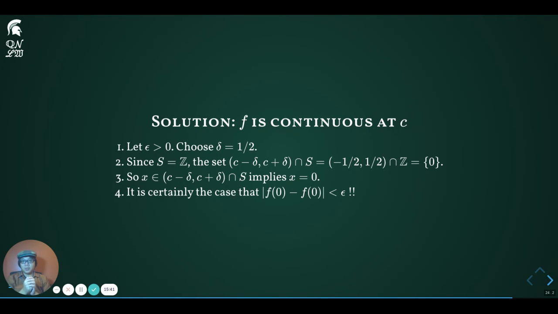Let epsilon be positive. We will choose a delta that has no dependence on epsilon. Specifically, we'll choose delta to be 1/2. Since our domain set is only the integers, the only element in the domain that is in the interval from c minus delta to c plus delta is the number 0. No other integers are in the interval from minus 1/2 to plus 1/2. So our requirement that x is in c minus delta to c plus delta limits us to only thinking about x equals 0. But then, of course, the difference between f of x and f of 0 is less than epsilon.